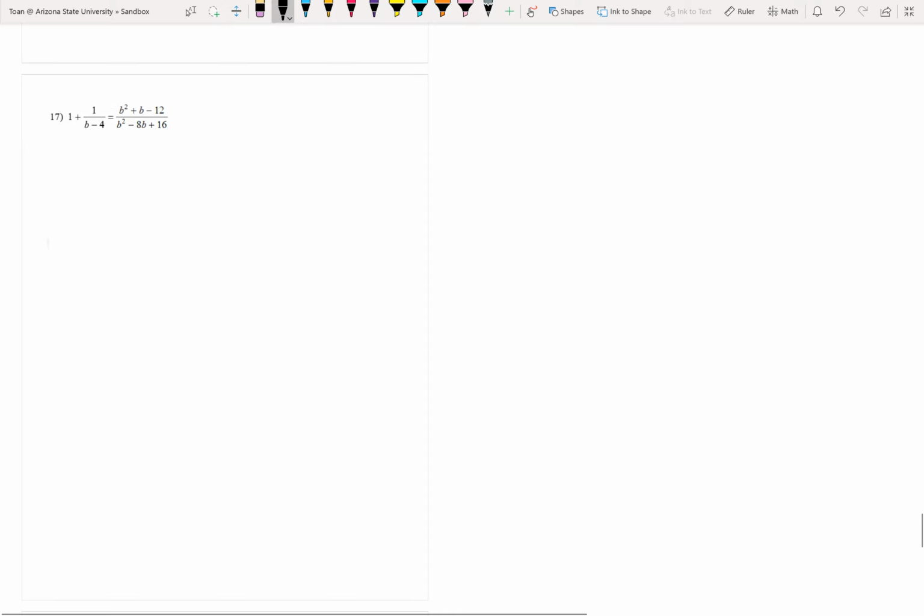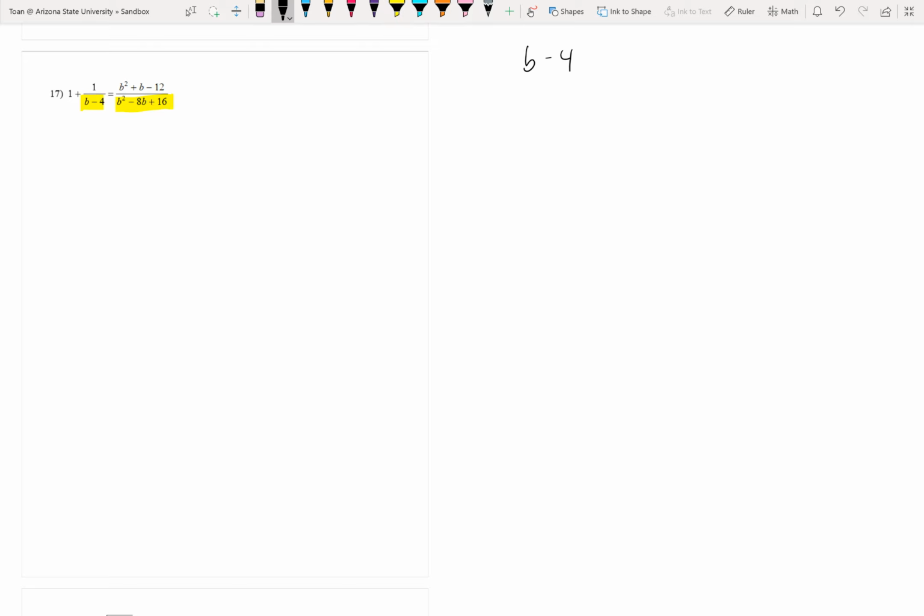Number 17 is an example of a rational equation. Again, lots of different methods to solve this. The method I like is clearing the fraction. So to clear the fraction, I need the LCD. So you have to look at all of the denominators. Go ahead and write them stacked together and factorize them. I can't factorize b minus 4, so it stays as b minus 4. Hopefully I can factorize the quadratic trinomial, and that's b minus 4, b minus 4.